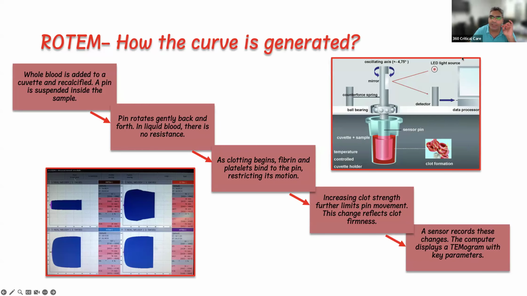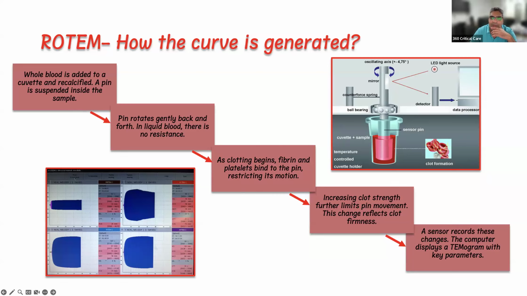So how is it usually carried out? The whole blood is taken and put into a cuvette with calcium in it, and a pin, which you can see here, is suspended into that cuvette and it starts to spin. The pin rotates gently back and forth in the liquid blood. Initially there is no resistance, but as the blood starts to clot, there is increased resistance in the cuvette, and that modifies the movement of the pin, giving you a particular shape of curve, which we call a thromboelastogram or the ROTEM curve.